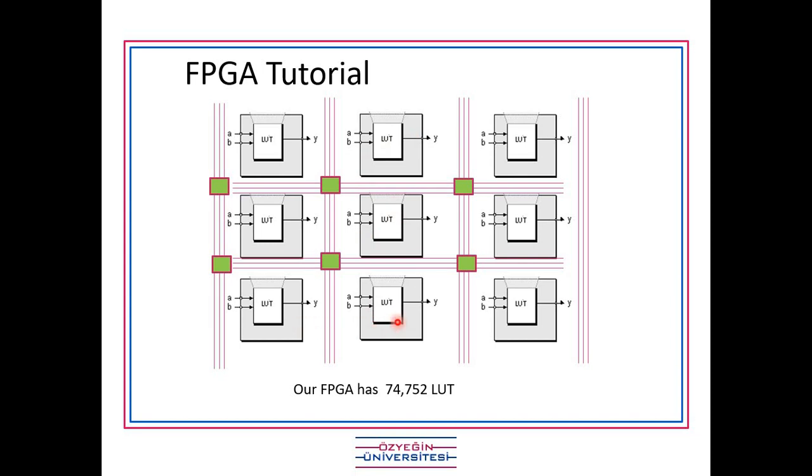To make connections between the blocks. So an FPGA is sometimes measured by the number of LUTs that it has. Our FPGA that we are using has more than 74,000 LUTs inside it. So the more LUTs I have, the bigger the circuit I can make in my FPGA. And yeah, the more expensive it is.